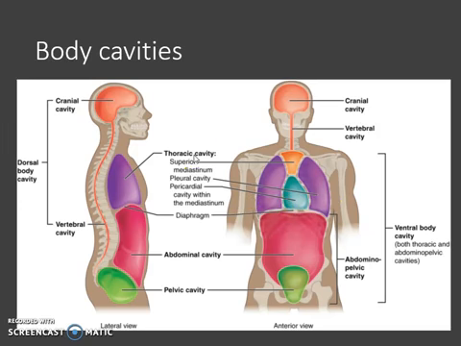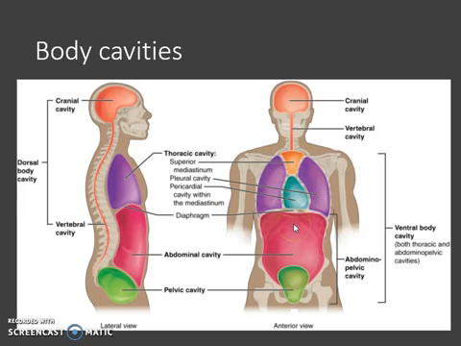The thoracic cavity is further divided into even smaller cavities. There are the pleural cavities, which are the ones in purple. These are where the lungs are located. There's the pericardial cavity, which is where the heart is located. And then the mediastinum is just the area kind of in the middle of the thoracic cavity here.